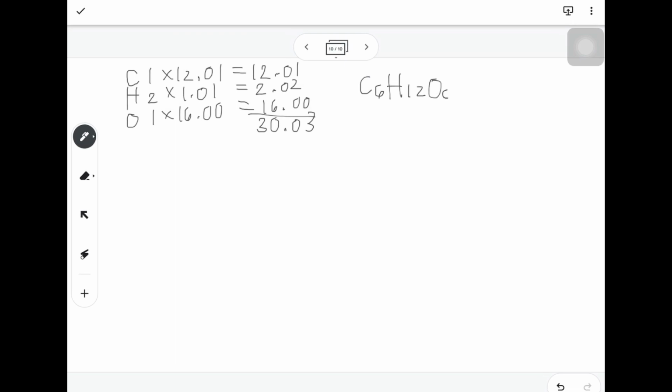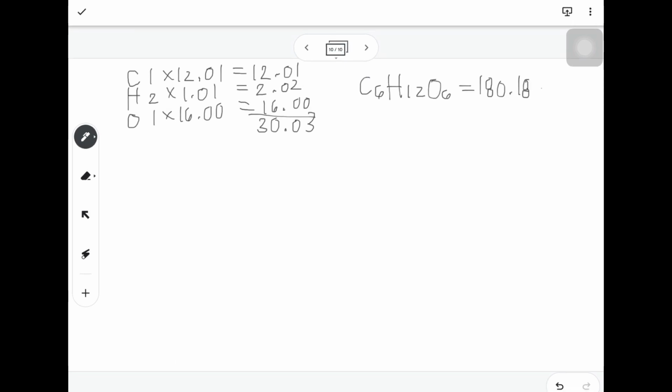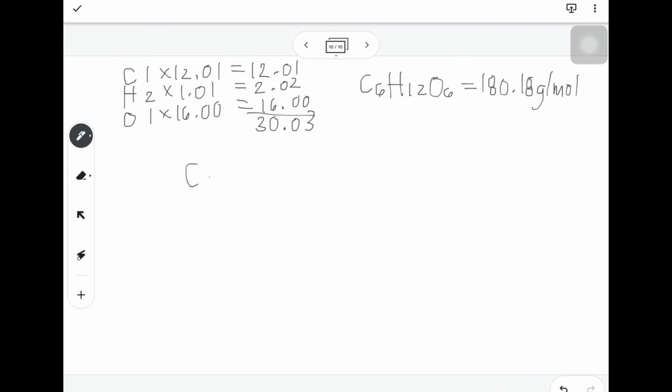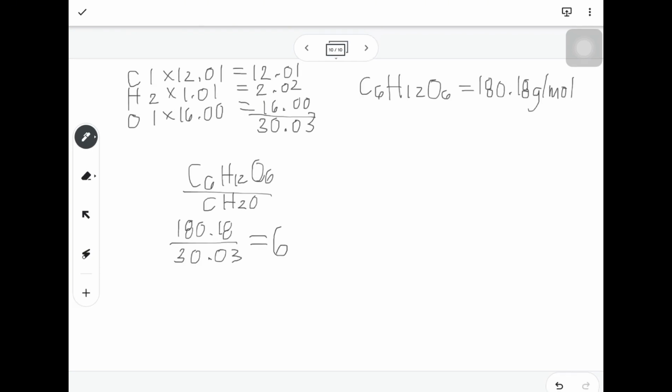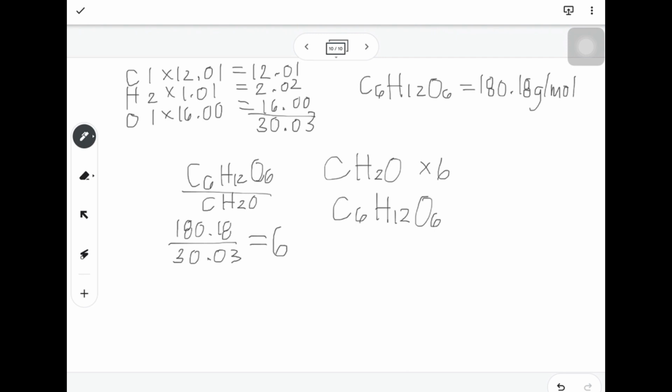Now, we divide the given molar mass of glucose, which is 180.18, with the molar mass we got earlier of CH2O, which is 30.03. So 180.18 divided by 30.03 results in 6. This means we will multiply CH2O by 6. It will result in C6H12O6. This is the molecular formula of glucose.